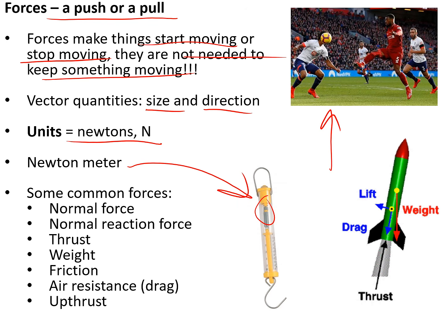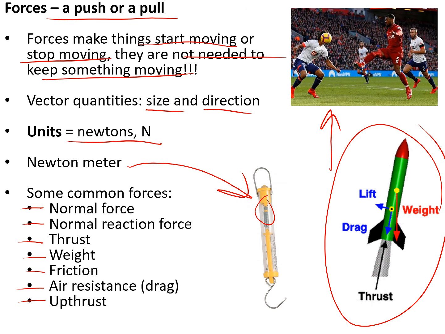Some common forces: we've got normal force, normal reaction force, thrust, weight, friction, air resistance, and upthrust. Objects often have many forces on them, so we draw diagrams like this called free body diagrams, showing all those different forces.